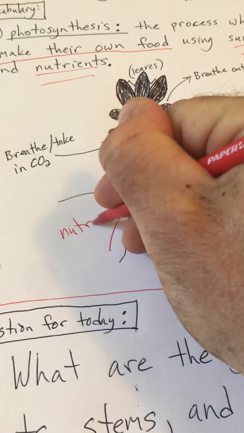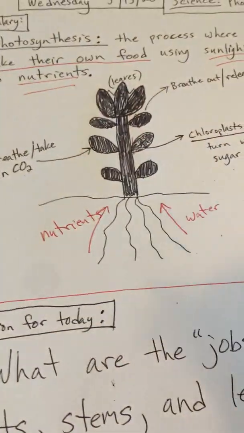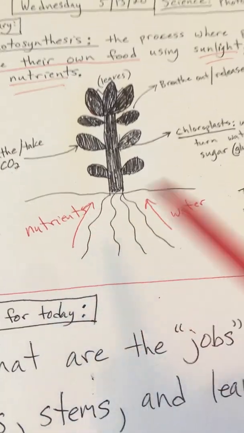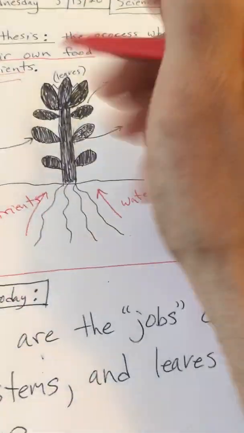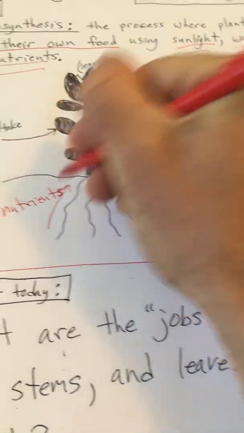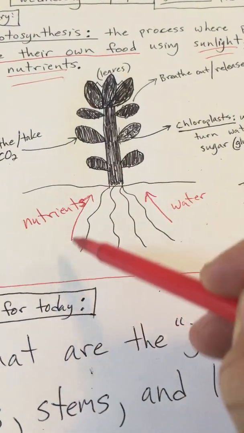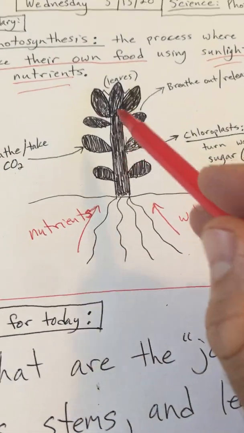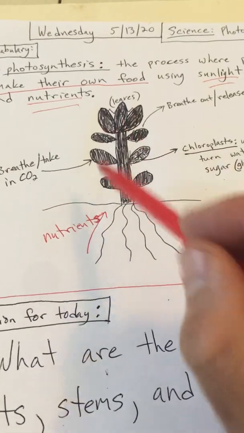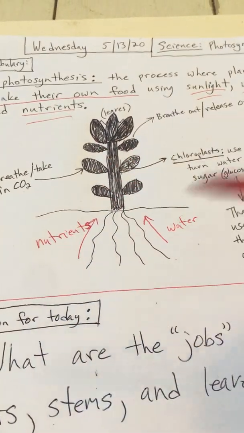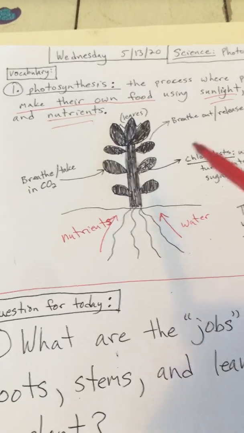They get nutrients from the soil. We talked a lot about that with the different organic matter, those lessons we talked about with organic matter. There's lots of organic matter and nutrients in the soil. So the roots take in those nutrients and water to feed the plant, which really gives the plant a chance to make its own food, which we're going to talk about now.